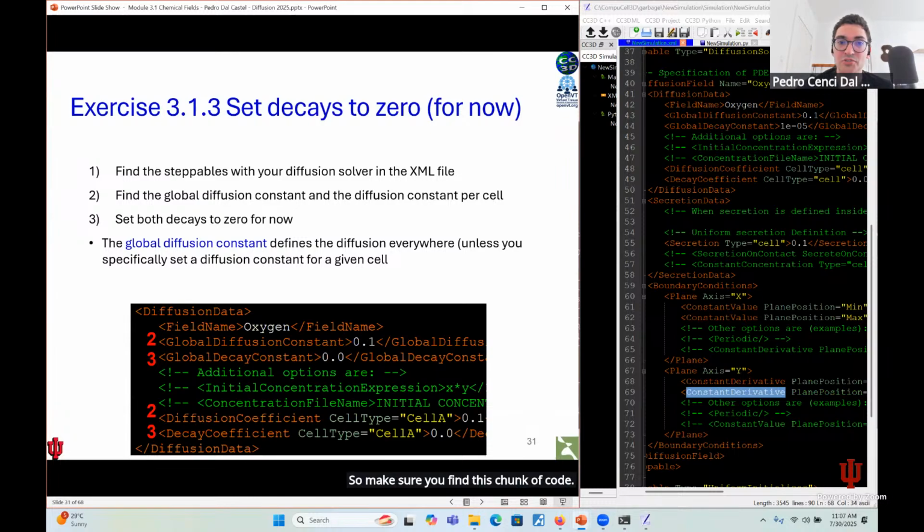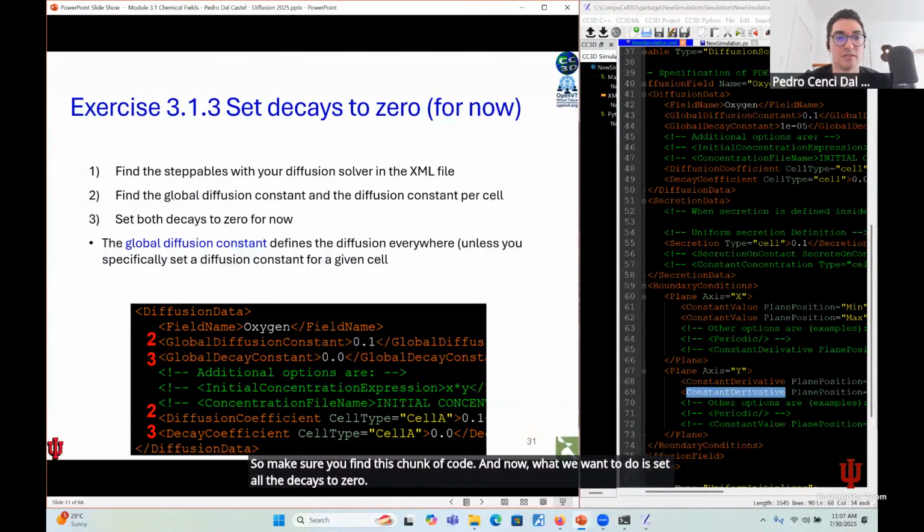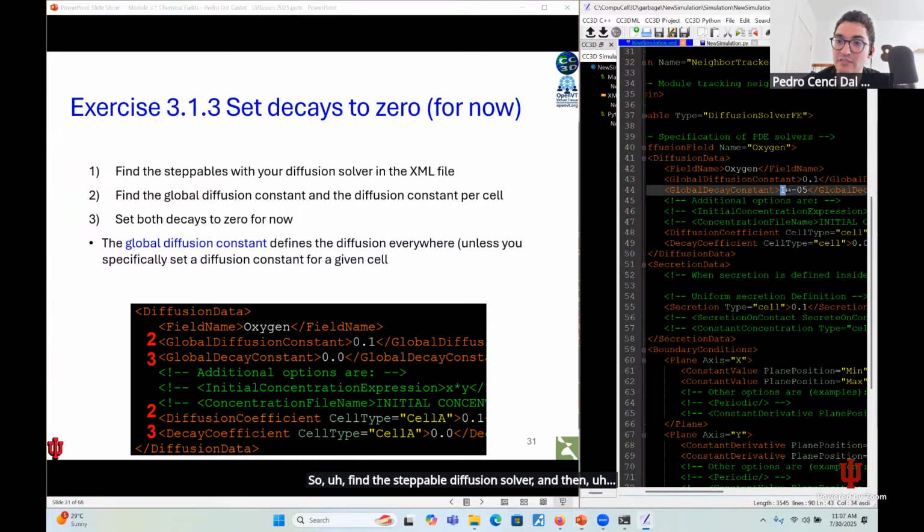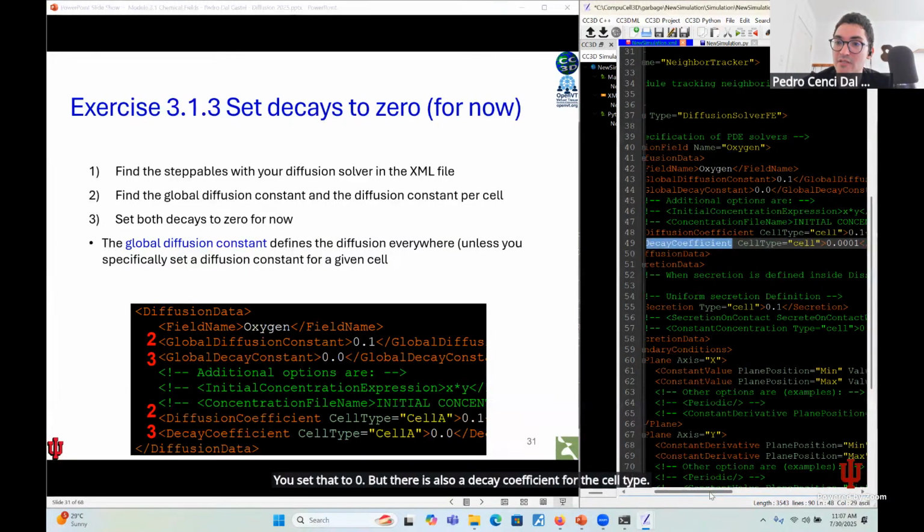And now what we want to do is set all the decays to 0. So find the steppable diffusion solver and then global decay constant, you set that to 0. But there is also a decay coefficient for the cell type. Set that to 0 as well. So 0 on the global decay and also 0 on the cell type. Decay, not diffusion. Diffusion 0.1, keep it at 0.1, and decay coefficient you set to 0.